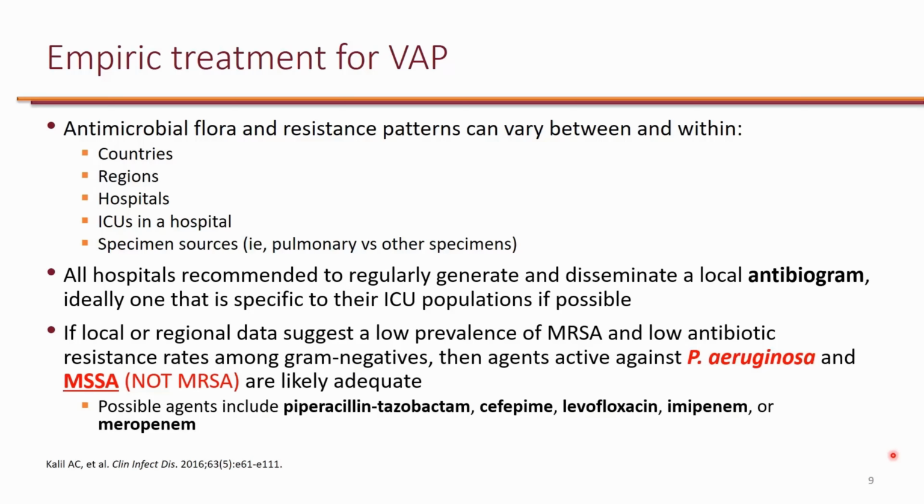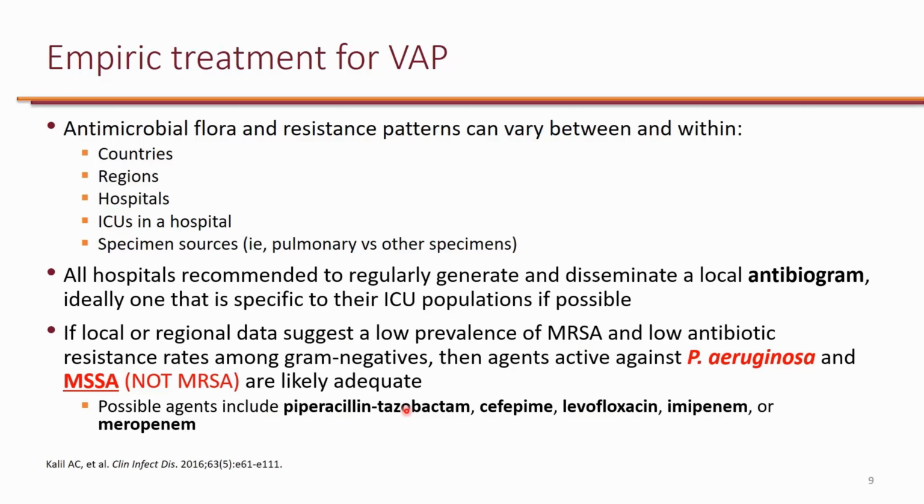Now, one key recommendation from the guideline is that while we want to empirically cover for Staphylococcus aureus, if based on the local resistant patterns it's unlikely to be MRSA, it's probably okay to just cover for MSSA instead of MRSA. Now, in the real world, I haven't really seen any physicians that would not cover MRSA in patients with VAP, but the guideline is making a point that if resistant patterns suggest MRSA is unlikely, it's probably okay to only target MSSA. And there are some agents that cover Pseudomonas as well as MSSA.